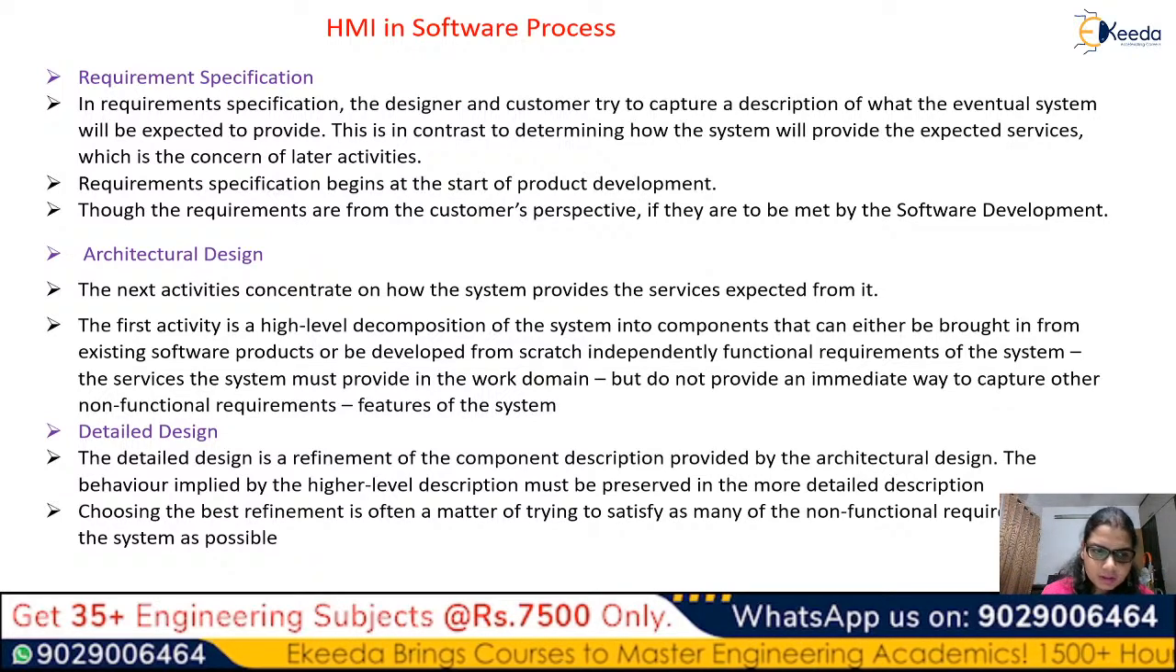Then the architectural design. But do you think we have missed something? After requirement specification comes your modeling, correct? Modeling has two steps, okay? That is analysis and design, right? So architectural design comes first. That means the entire structure design: how your interactive system will work, or how it will look, right?